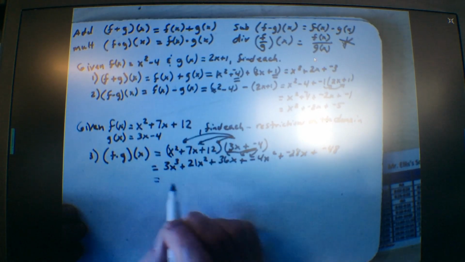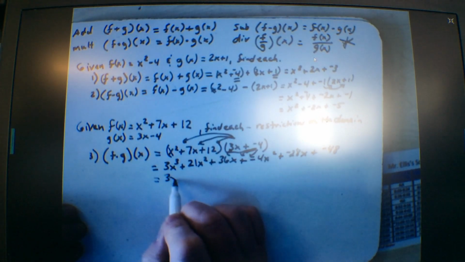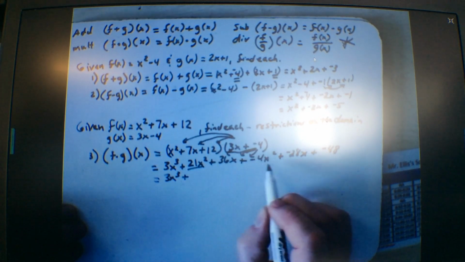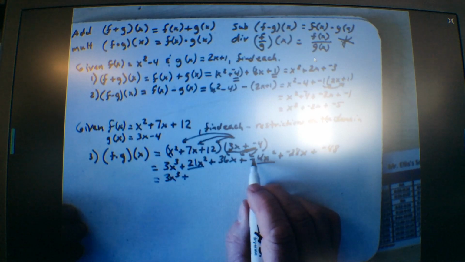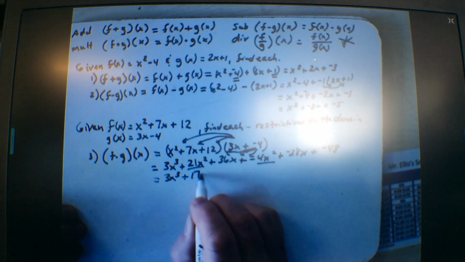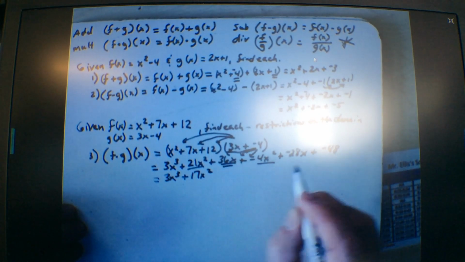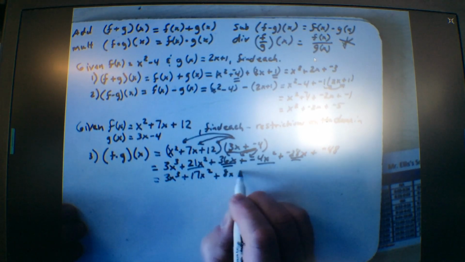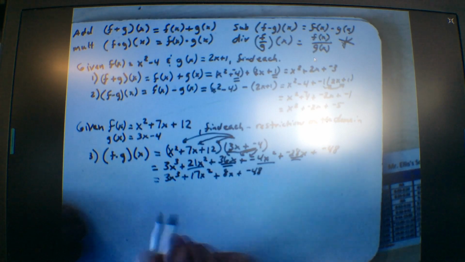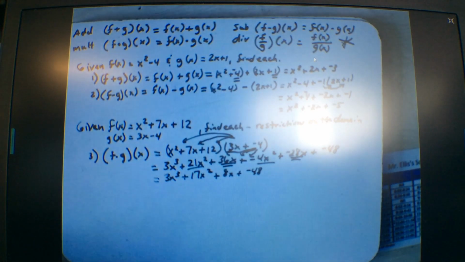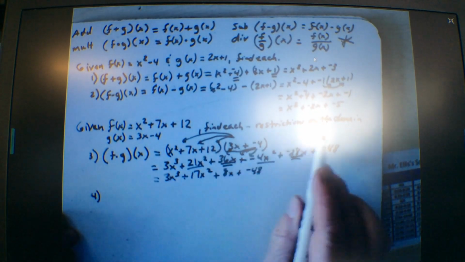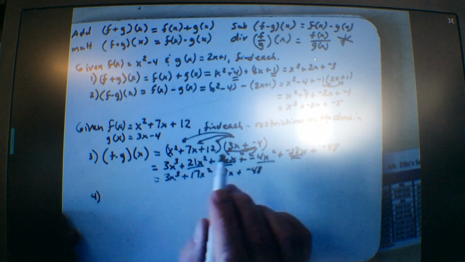Okay, so like terms will be 3x cubed plus, let's see, I got a 21x squared and a 4x squared there, and that's negative, right? 17x squared, and I get a 36x and a negative 28x, so I get 8x, plus negative 48. Now, this one does not have a denominator, so there are no restrictions. But you know that there is going to be on this one.